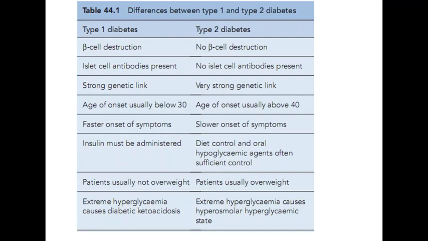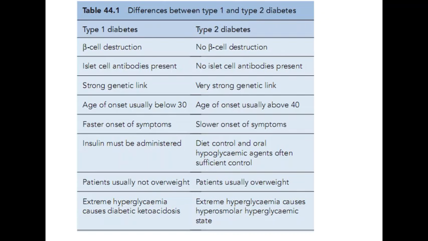There is a strong genetic link in type 1 diabetes, but the link is even stronger in type 2 diabetes mellitus. The age of onset is below 30 in type 1, and it is above 40 years of age in type 2 diabetes mellitus. There is faster onset of symptoms in type 1 and slower onset of symptoms in type 2 diabetes mellitus, and insulin has to be administered in type 1 diabetes, but in case of type 2 diabetes, insulin is not given. The patients are advised to go for a control in diet and use some oral hypoglycemic agents.